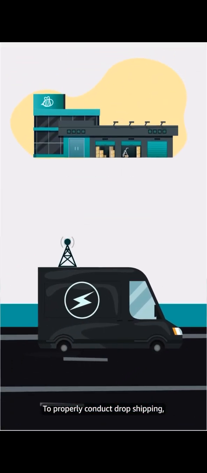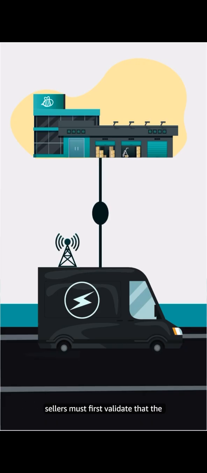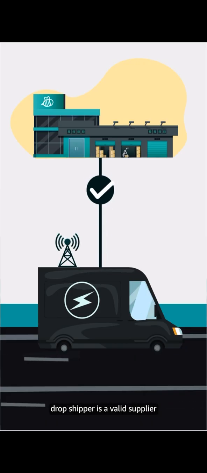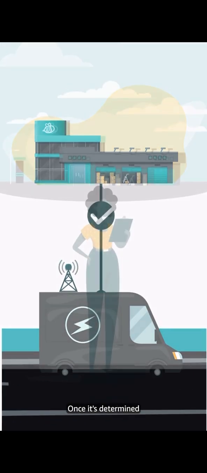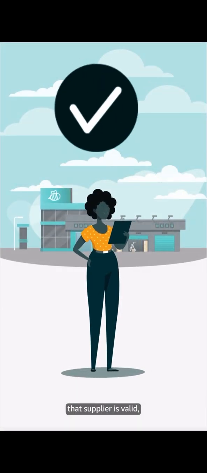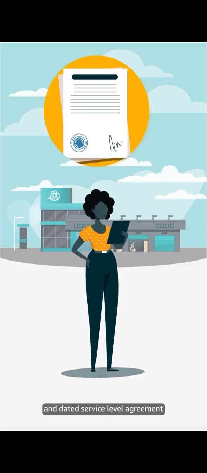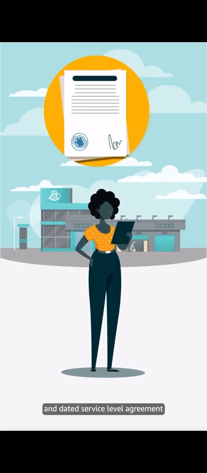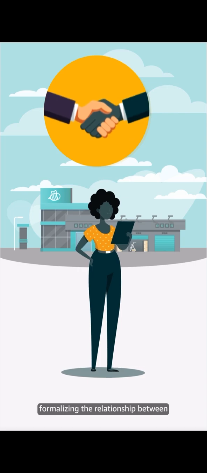To properly conduct drop shipping, sellers must first validate that the drop shipper is a valid supplier for the item they intend to sell. Once it's determined that supplier is valid, ensure that there is a signed and dated service level agreement formalizing the relationship between you and your drop shipping supplier.